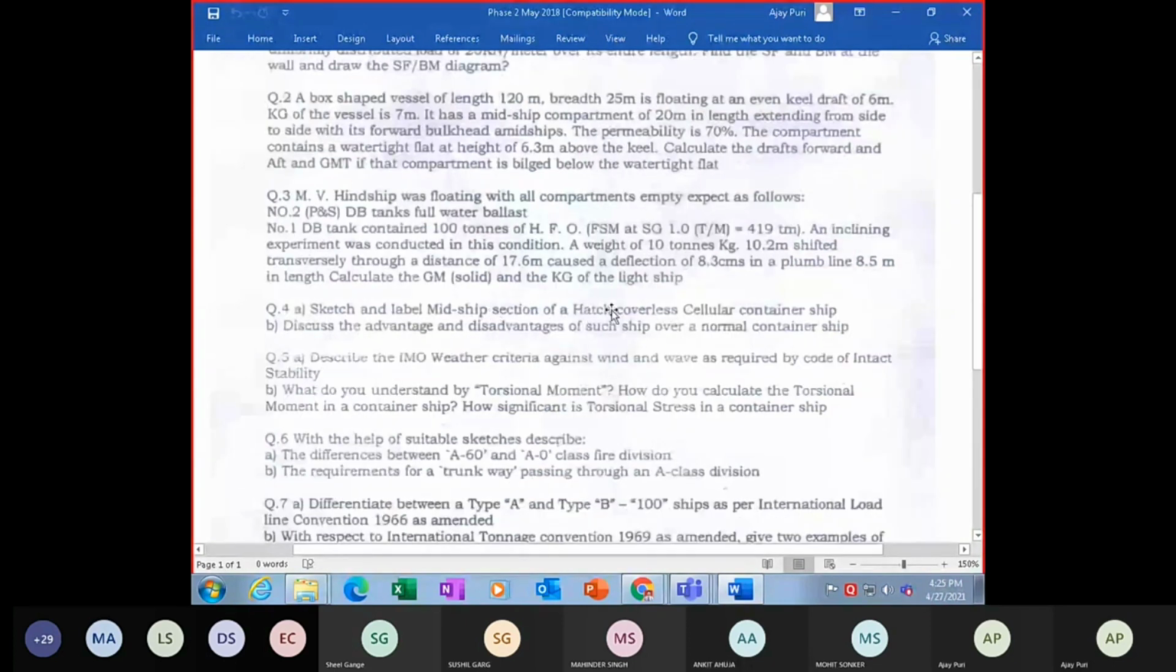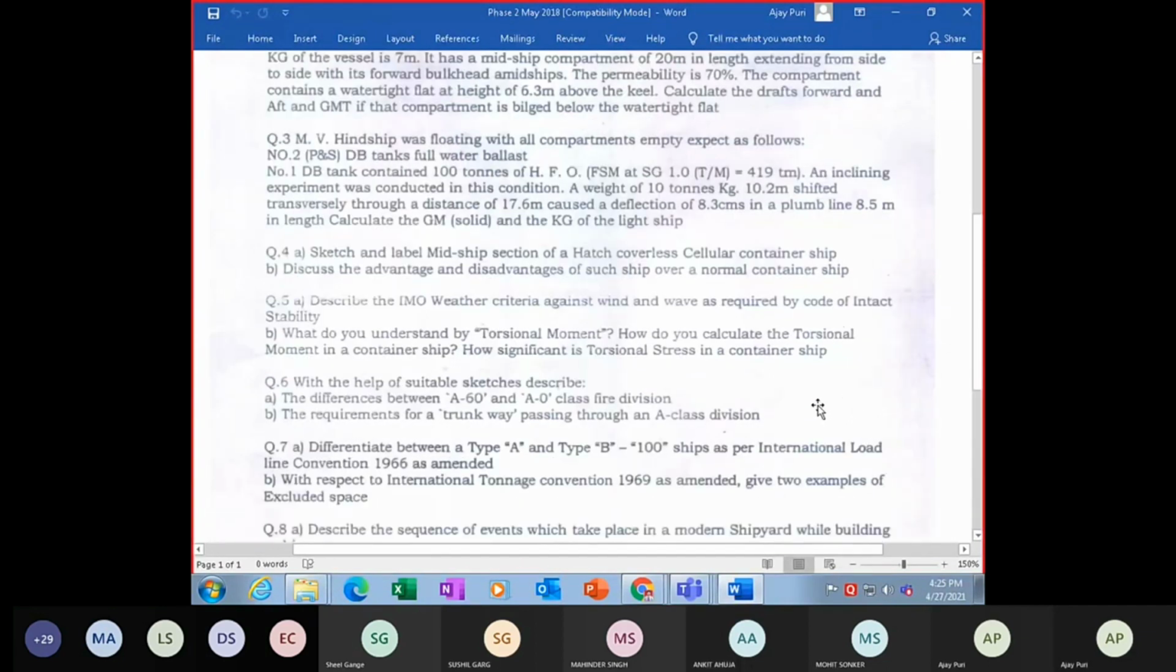Similarly, you have: sketch and label a hatch coverless cellular container vessel. Discuss the advantages and disadvantages of a hatch coverless container vessel over a normal container ship. 6A is your difference between A60 and A0. I hope you can write about it. I've been explaining it for more than 3 or 4 times.